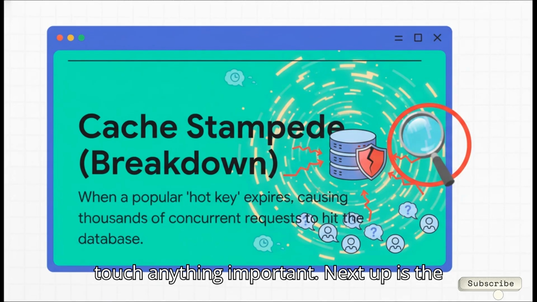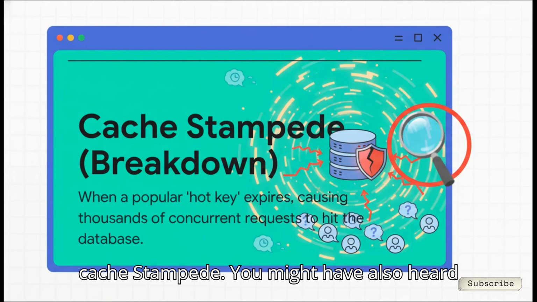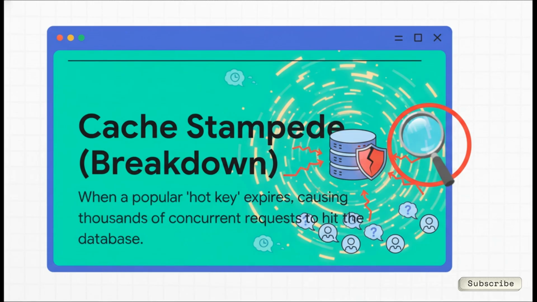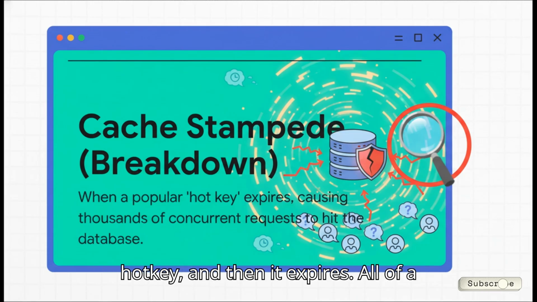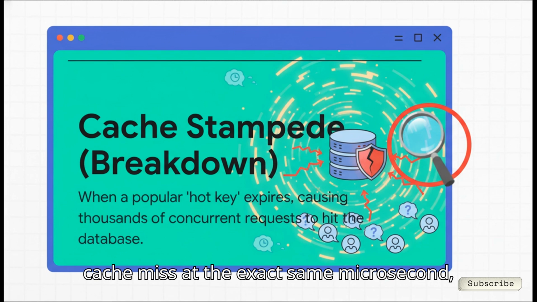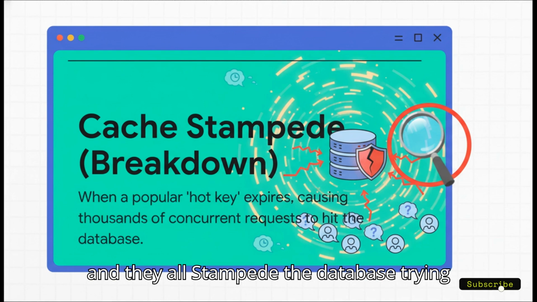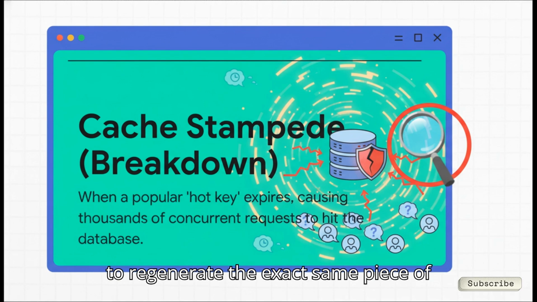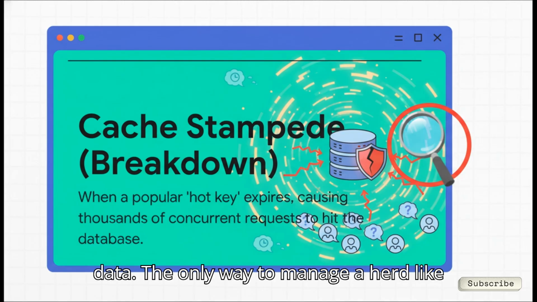Next up is the cache stampede. You might have also heard this called the thundering herd problem. Just imagine you have one single, incredibly popular piece of data, a hotkey, and then it expires. All of a sudden, thousands of requests all see a cache miss at the exact same microsecond, and they all stampede the database, trying to regenerate the exact same piece of data.